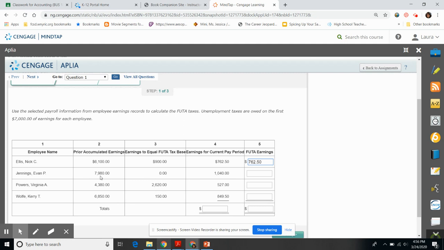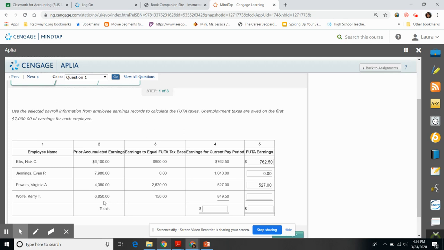The second one, it doesn't matter. They already earned over 7,000, so it doesn't matter what else they earned. That's going to be 0 because they're over the 7,000. The third one down, they're only at $4,380. They earned another $527, so we can tax them on that whole amount.